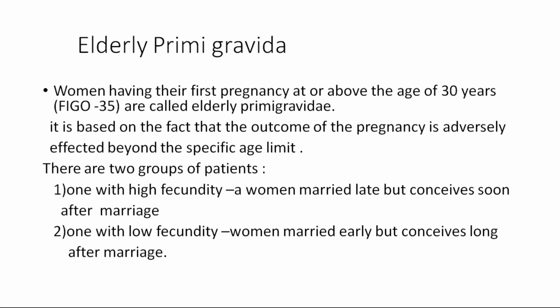This elderly Primi gravida are classified into two groups of patients, one with high fecundity and one with low fecundity. The one with high fecundity is a woman married late but conceived soon after marriage, and low fecundity means a woman married early but conceives long after marriage. That is, from marital life, it will be more.